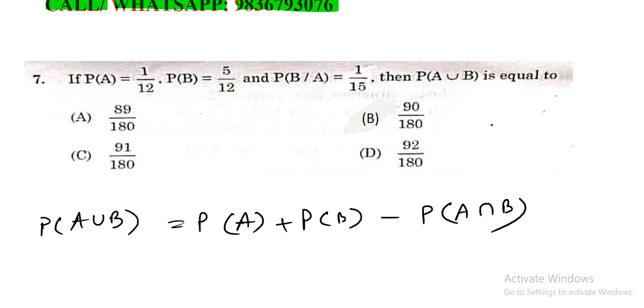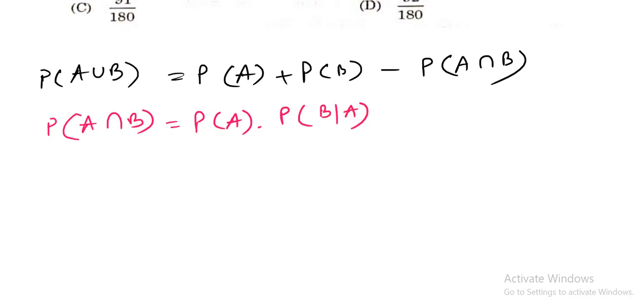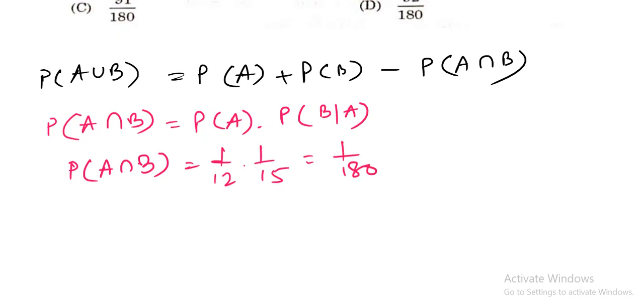So we are given these values, so we need to find out the value of the conditional probability of A intersection B, that means probability of A into probability of B given A. Substituting this value, probability of A intersection B equals 1 by 12 into 1 by 15, that means 1 by 180.